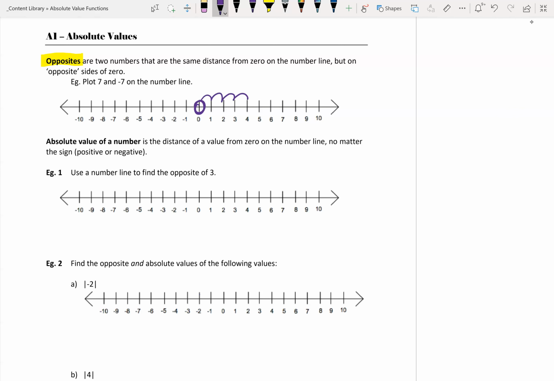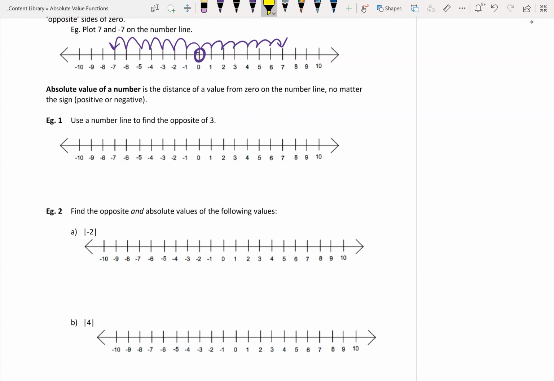7 is 7 spaces away from 0. A -7 is also 7 spaces away. So -7 and 7 are opposites of each other.